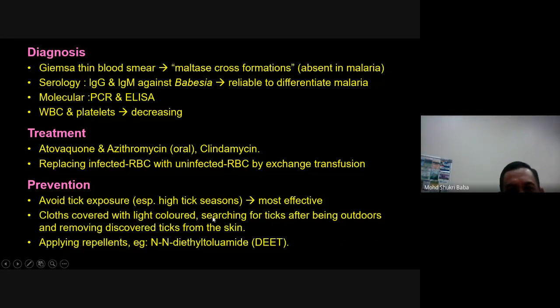Of course, after camping, if you can, search your body to see if there are ticks, and then you have to remove them. You also need to apply repellent. So that is prevention for Babesia. Prevention for Babesia is not prevention towards the parasite itself, Babesia, but towards the vector, the tick itself, because the tick carries the parasite. So this is something you can do yourself.